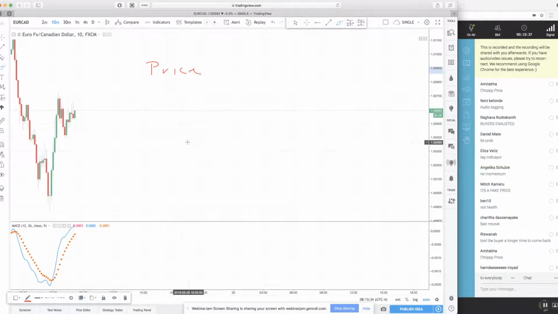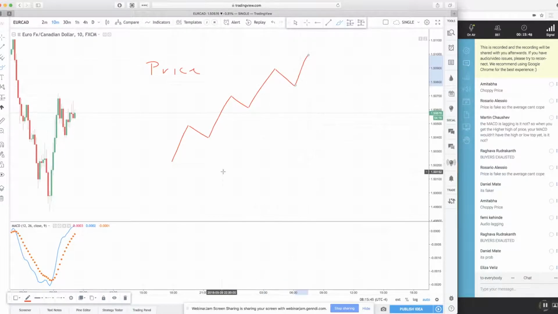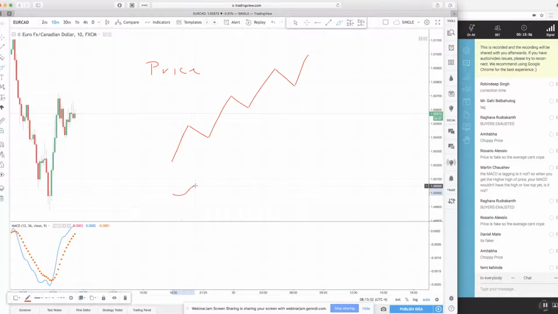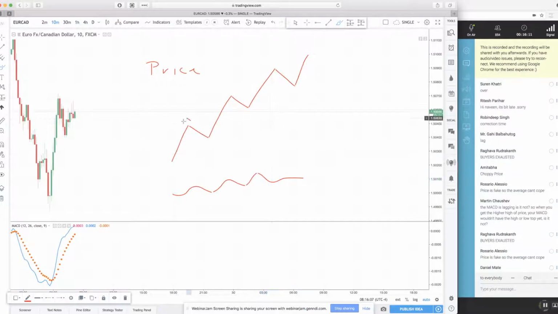You're seeing price in an uptrend going higher, pulling back, going higher, pulling back, going higher, pulling back, going higher. Now in this whole concept, your MACD on the bottom might be doing the same thing. Your markets go higher, come down a little bit, and then make a higher high, come down a little bit, and then make a higher high, come down a little bit, and then they don't make a higher high and they start tapering off. So this is doing the same thing as these highs are getting higher.